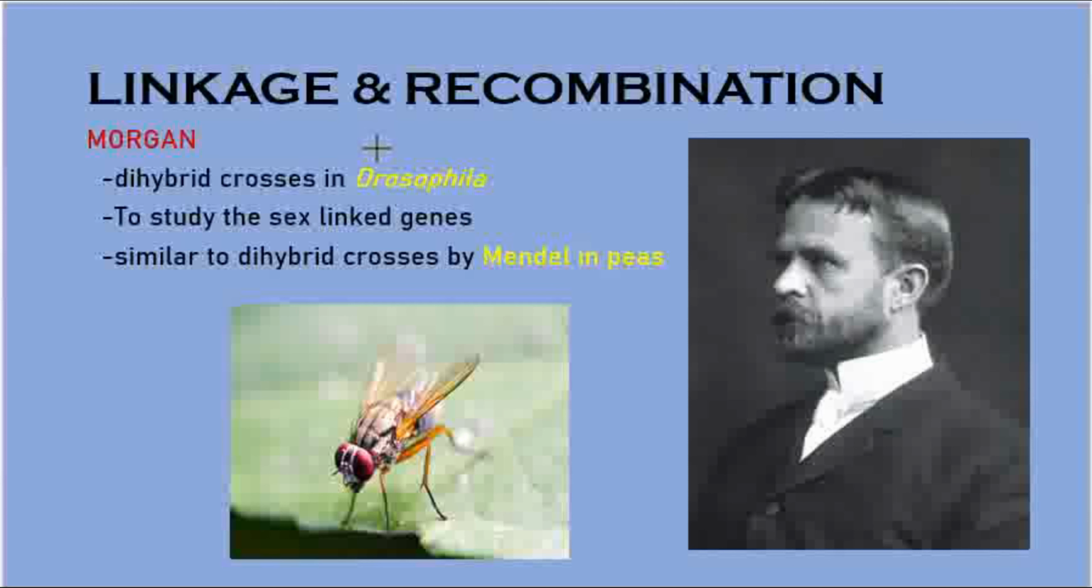Dihybrid cross we have already discussed, using two traits. Di means two. Mendel already did this dihybrid cross, which we have already studied, but here Morgan did this cross in a different organism. The organism name is Drosophila. He did this experiment to study the sex-linked genes.